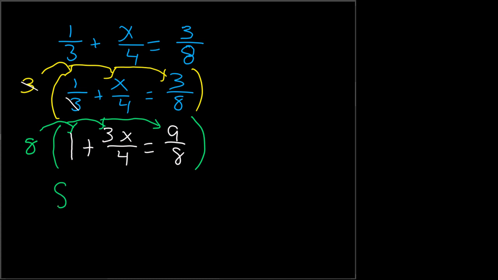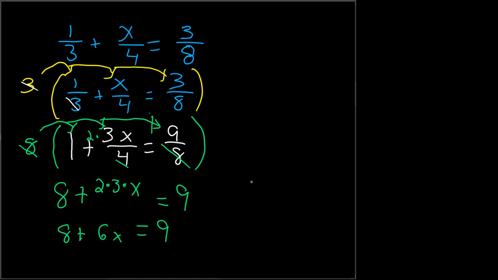So 8 times 1 is 8. Over here, the 8 cancels the 4, leaving 2. So 2 times 3 times x. And then over here, these 8's cancel, leaving me with 9. So I get 8 plus 6x equals 9, or 6x equals 1 when I subtract 8 from each side. And now I divide both sides by 6, and I get x is equal to 1/6.